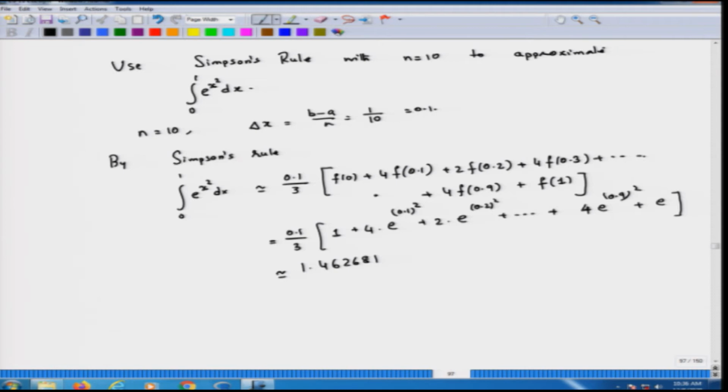So, in the trapezoidal rule, you are approximating through straight lines, and in Simpson's rule you are approximating through parabolas, and in Simpson's rule we need to take care that the partition we are making, the number of sub-intervals, has to be even.